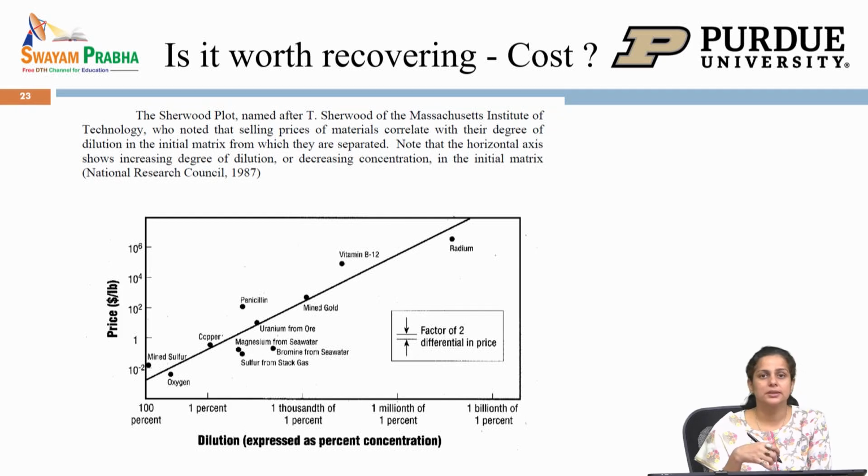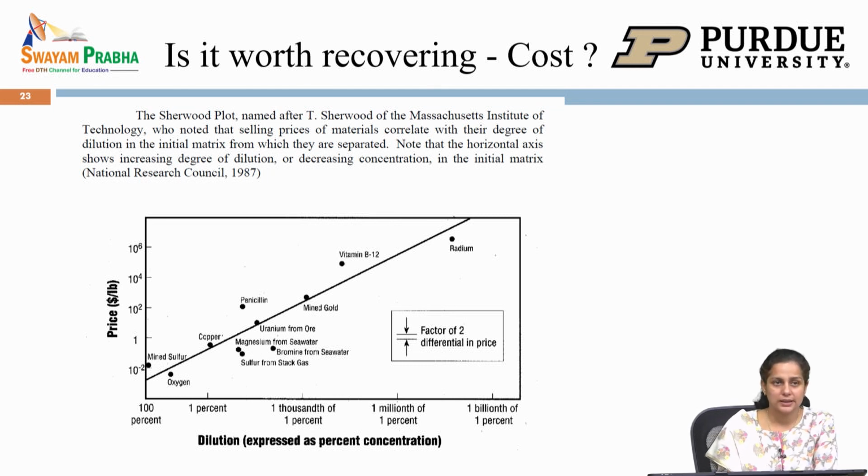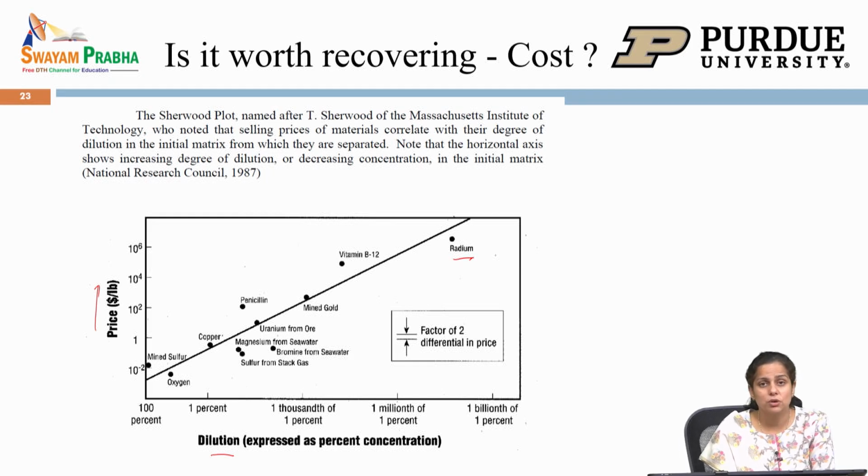The next aspect is cost. This is a Sherwood plot that was developed back in the 1980s. On the x axis is the dilution, and on the y axis is the price that we pay per pound of that extraction. You can see that the more dilute the stream is, the higher the cost of extraction is. That is also the same challenge of direct air capture. You are talking about extracting CO2 from a very dilute parts per million atmospheric concentration, and it is a very costly technology. That has been the challenge of implementing direct air capture.